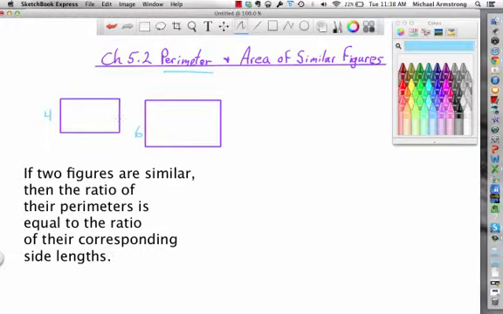So the perimeter of, let's call this one A, and B will be equal. So the perimeter of A over perimeter of B would be equal to this side over this side. So we'll say 4 over 6. And if we simplify that, 4 over 6 simplifies to 2/3.